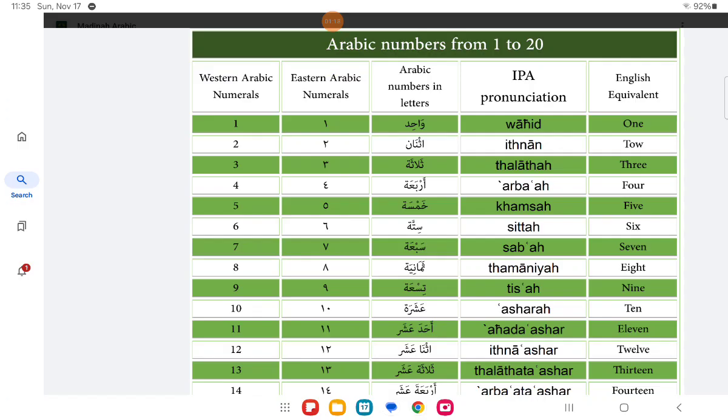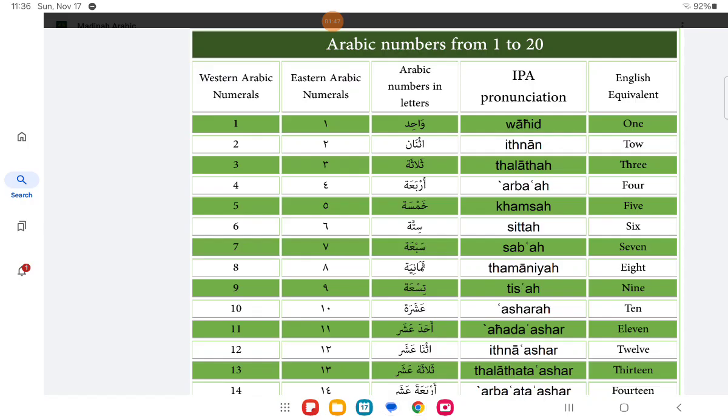2 is Ithnan. So that's what 1 and 2 are. Then 3 is Thalatha. And 4 is Arba. I hope that's at least close to right. The Ain is a bit hard. Next is 5, which is Khamsa.